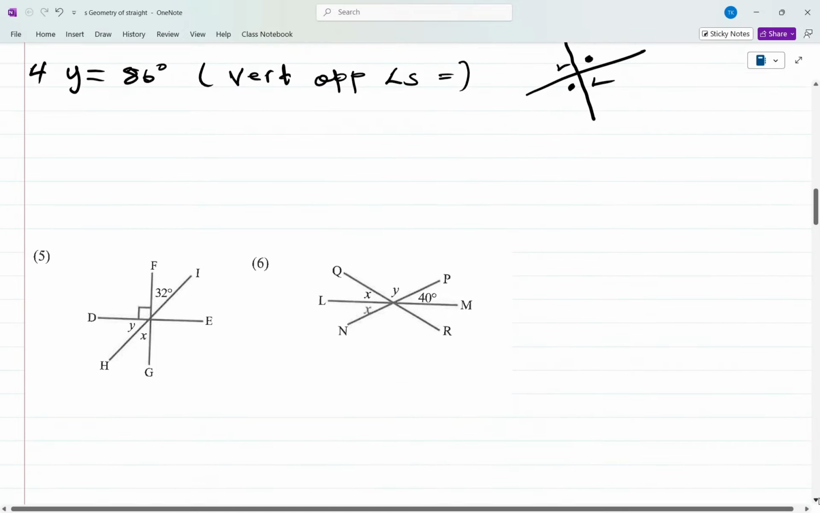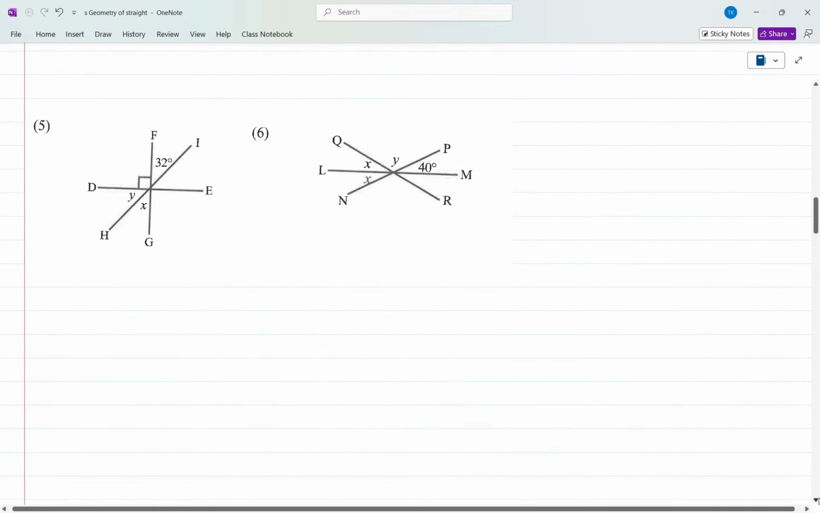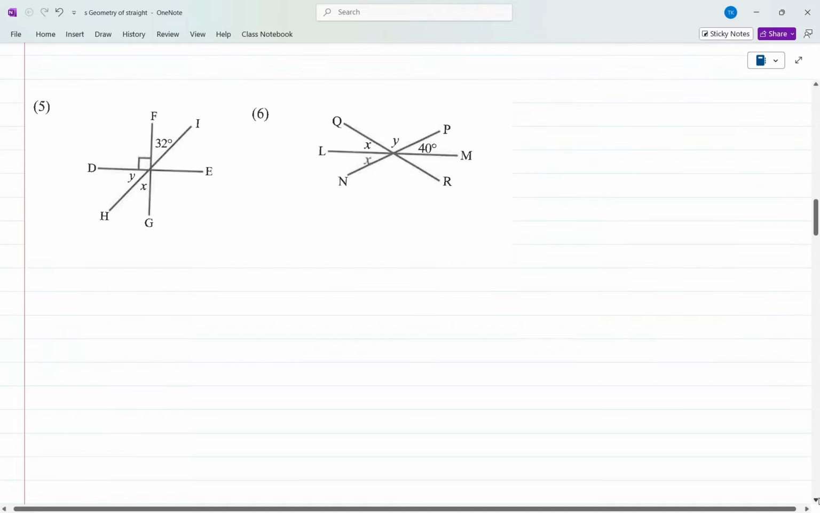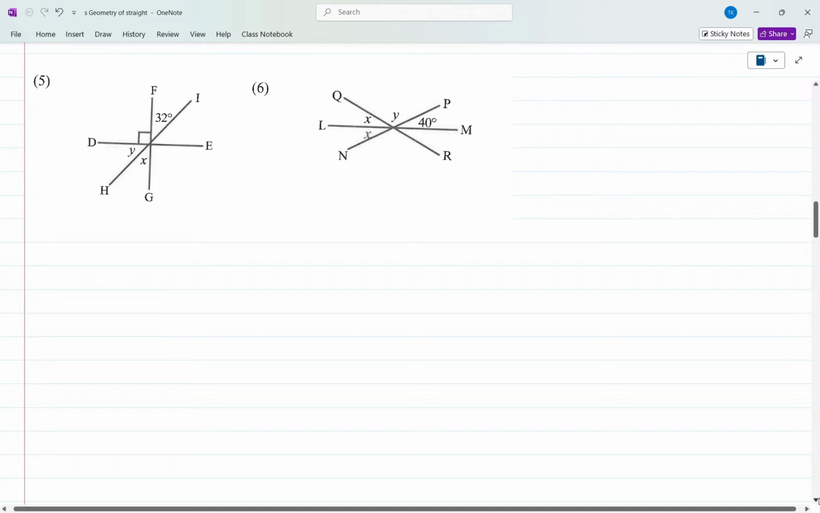We have number 5 and number 6. We are still calculating the value of x and the value of y. So here we have various ways of calculating x and y with number 5. You can start with x, you can start with y.